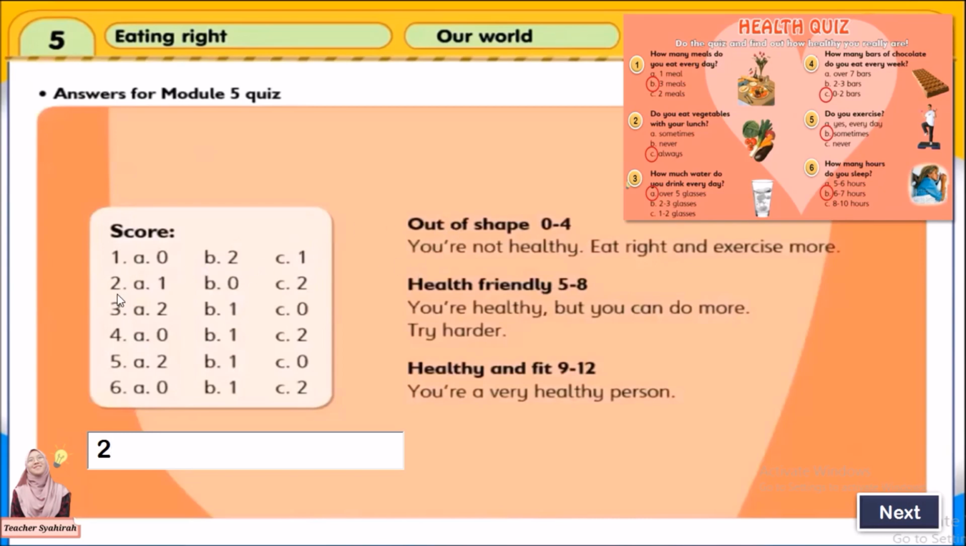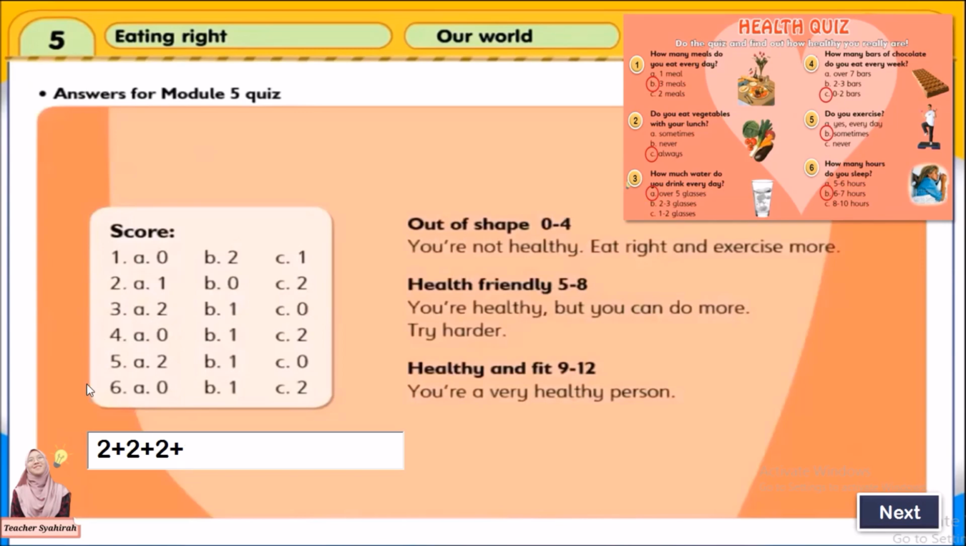Alright, so for number 2, if your answer is A, you got 1 mark. If your answer is B, you got 0 marks. And if your answer is C, you got 2 marks. So my answer is C. C is 2 marks. So I have to add, tambah kat sini, another 2 marks. Okay. And then number 3, if your answer is A, you got 2 marks. If your answer is B, you got 1 mark. And if your answer is C, you got 0 marks. Okay, for number 3, my answer is A. I got 2 marks again.